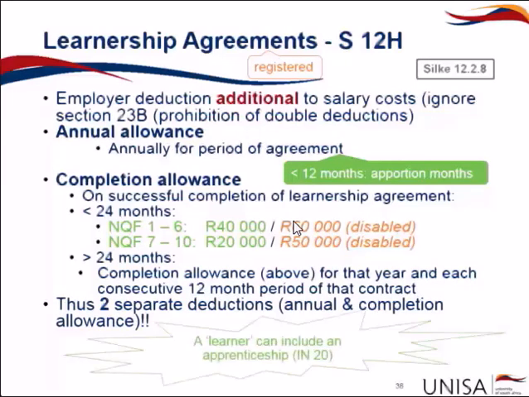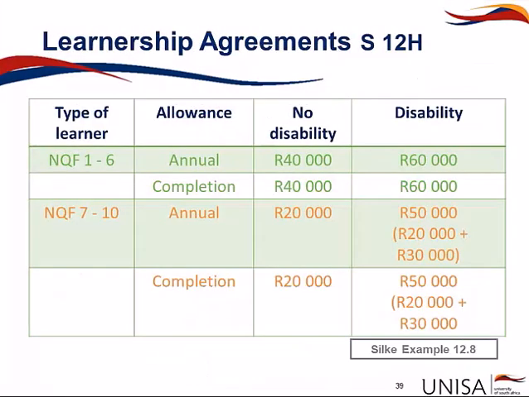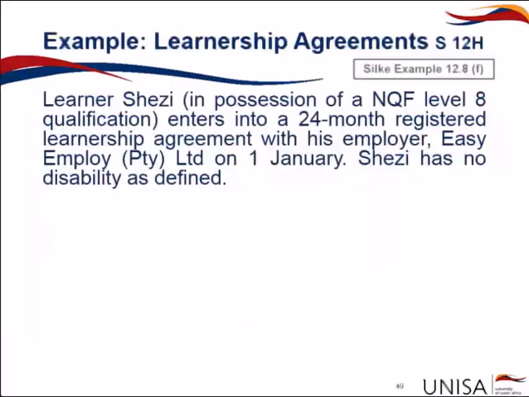Another thing to note is that a learnership can also include an apprenticeship. The allowance amounts for annual and completion do appear in Section 12H, so make sure that you go to your legislation and highlight that for yourself so that you know where to find it should you not remember what the amounts are. Let's have a look at an example for learnership agreements.